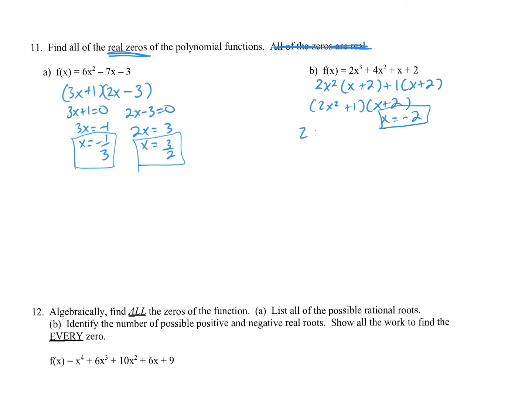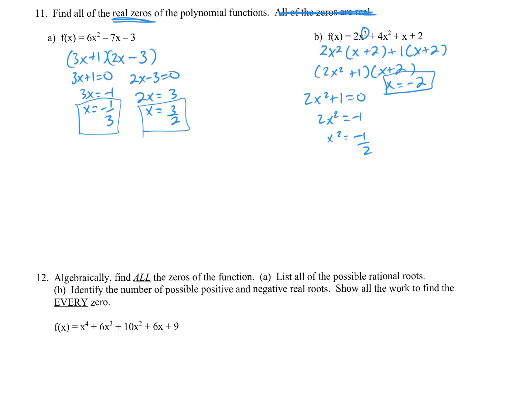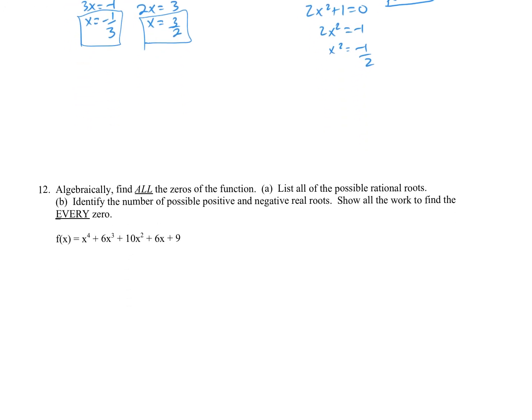2x squared plus 1. If I set that equal to 0, this gives me x squared equals negative 1/2. And if I square root that, that's an imaginary one. So my answer is just x equals negative 2, because there's supposed to be 3 of them. And the other one will be negative 1/2. And the square root, that will give me 2 imaginary zeros.